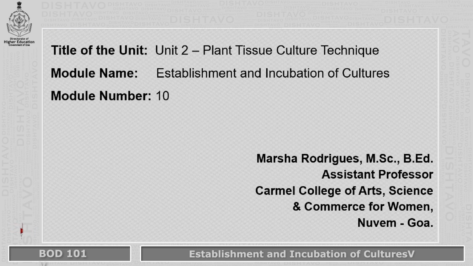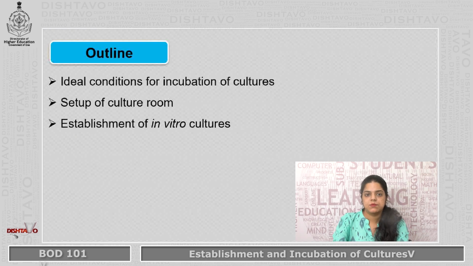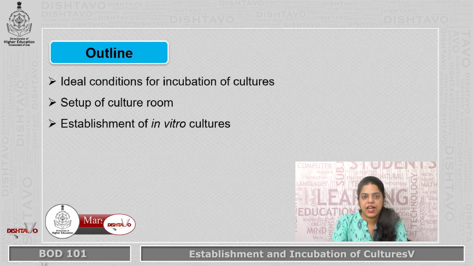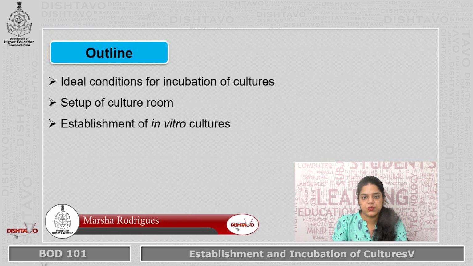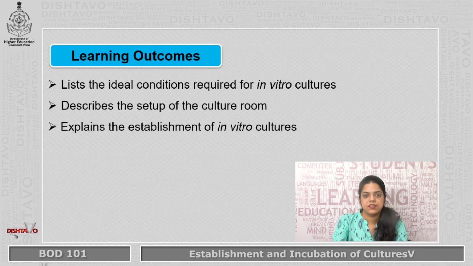Unit number 2, Plant Tissue Culture Technique, and the name of the module is Establishment and Incubation of Cultures, and this is module number 10 of Unit 2. The module outline: ideal conditions for incubation of cultures, setup of culture room, establishment of in vitro cultures. These are the learning outcomes of this module.